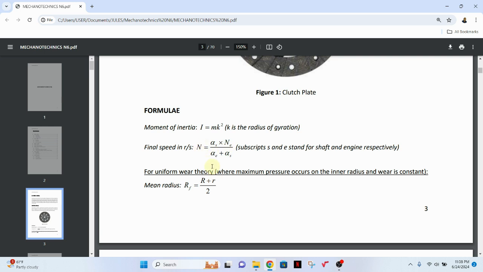And so, as I was saying, the final speed is equal to the angular acceleration of the driven shaft, alpha s, multiplied by the speed of the engine, divided by the angular acceleration of the driving shaft or of the engine, plus the angular acceleration of the driven shaft, alpha s.